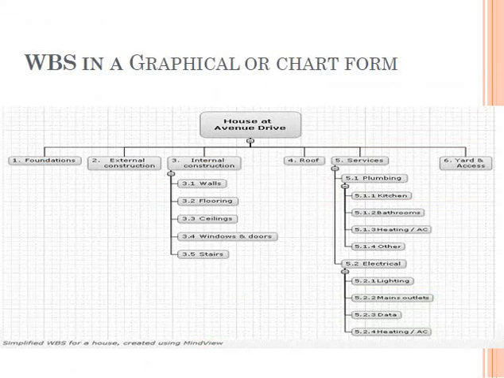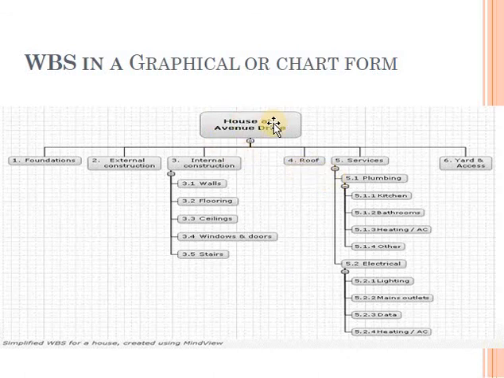Let's see another example of the WBS. Here we have a house. I want to see how we create its WBS. We will categorize things. Here we have the foundation, external construction, internal construction, roof, services, and yard. With the internal construction, I'm going to give more details. So we have internal construction of the walls, floors, ceiling, windows, and stairs. So you're breaking the work into more levels of detail.